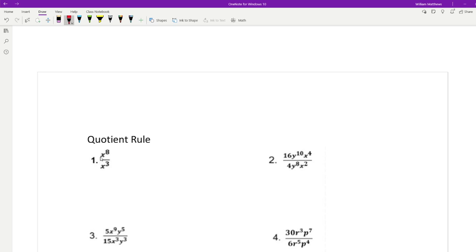We have x to the power of 8 divided by x to the power of 3. We can simplify this to say our x base is going to be 8 minus 3. Now we can simplify this. We can do 8 minus 3, which would give us x to the power of 5.